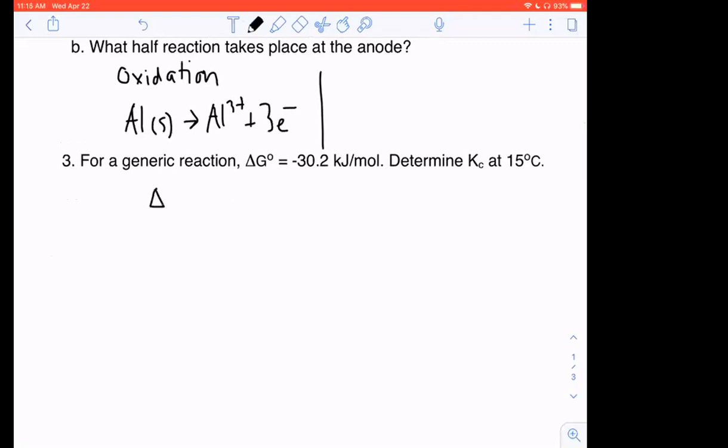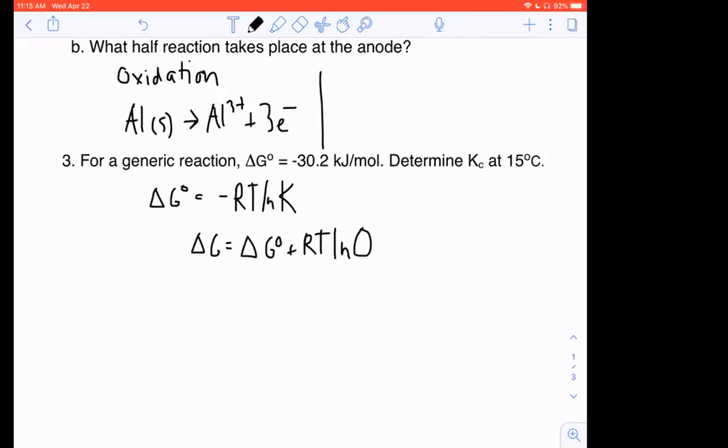But delta G standard is going to equal negative RT ln K. And the reason this works then, if you think about some of the other equations you're given, what you should remember is that delta G equals delta G standard plus RT ln Q.